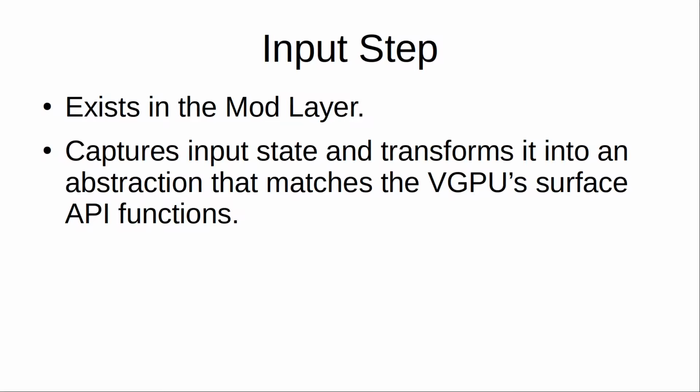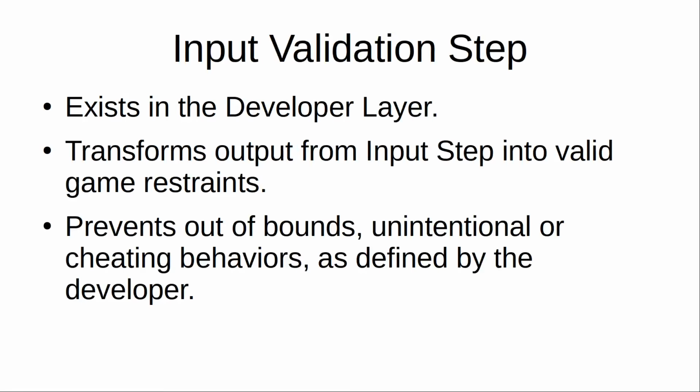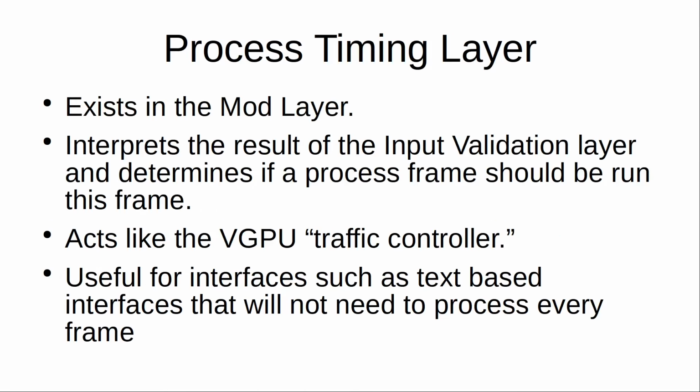Input step. This exists in the mod layer. This captures input state and transforms it into an abstraction that matches the vGPU's surface API functions. The input validation step. This exists in the developer layer. It transforms output from the input step into valid game restraints. It prevents out of bounds, unintentional, or cheating behaviors as defined by the developer.